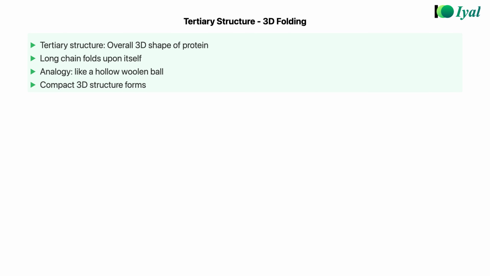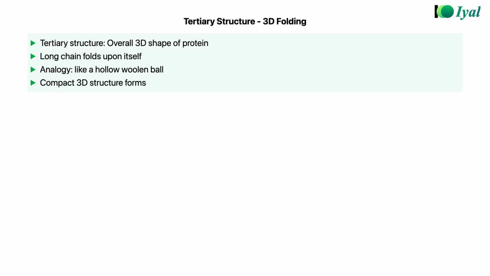Now we step up to tertiary structure. This is the three-dimensional shape of the entire protein. Imagine taking that protein chain with all its secondary structures, all those helices and loops, and folding it further upon itself. It gets compacted, crumpled, folded into a specific 3D shape. It's kind of like a hollow woolen ball, lots of folds and crevices.